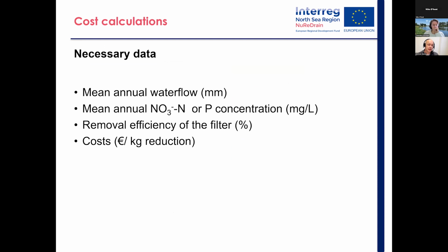The necessary data for that, also for the Excel tool, are the mean annual water flow in millimeters per year. That means we, of course, need the contributing area or the area of the drain plots. Then we need, of course, the phosphate or nitrate concentrations. We need to know the removal efficiency of the filter. And of course, we should estimate the costs of the filter type in euro per kilogram solute reduction.